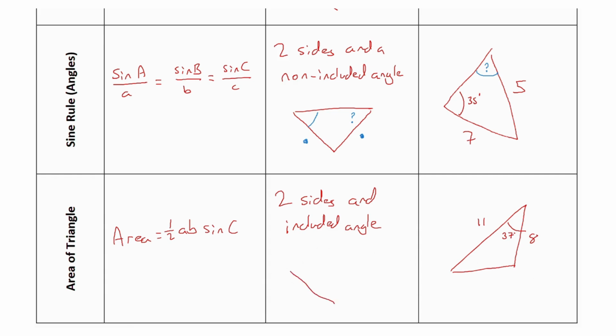In general, we've got our triangle. We need two lengths and the angle between them. If we have that, then we can calculate the area of that triangle using this formula.